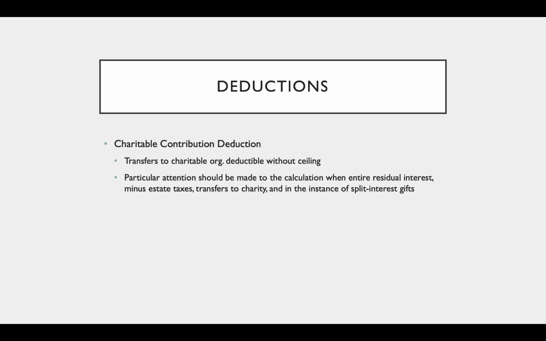We're allowed a charitable contribution deduction. Transfers to a charitable organization are deductible without ceiling. And we should pay particular attention when we make a gift to a charity of an entire residual interest, which means everything left over minus estate taxes. That's difficult to calculate. And then also split interest gifts are difficult to calculate.